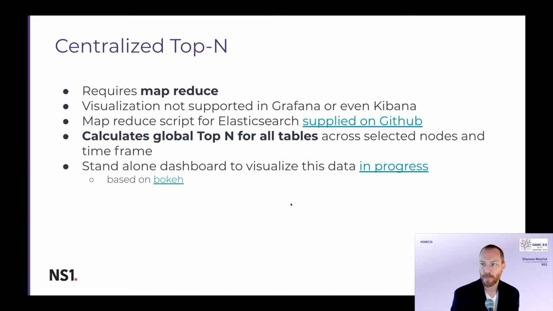Okay, centralized top end. One thing I didn't show for global was the ability to show these top end tables across the entire network. It turns out that this requires a MapReduce job. That's not supported in Grafana or Kibana, unfortunately, but it is supported in Elasticsearch. You can find on GitHub a script that'll do this for you. It calculates the global top end for the selected nodes, but is unable to put it in the dashboard we want. So there's a separate dashboard in progress on GitHub to show this for now, until Grafana and Kibana can support it.